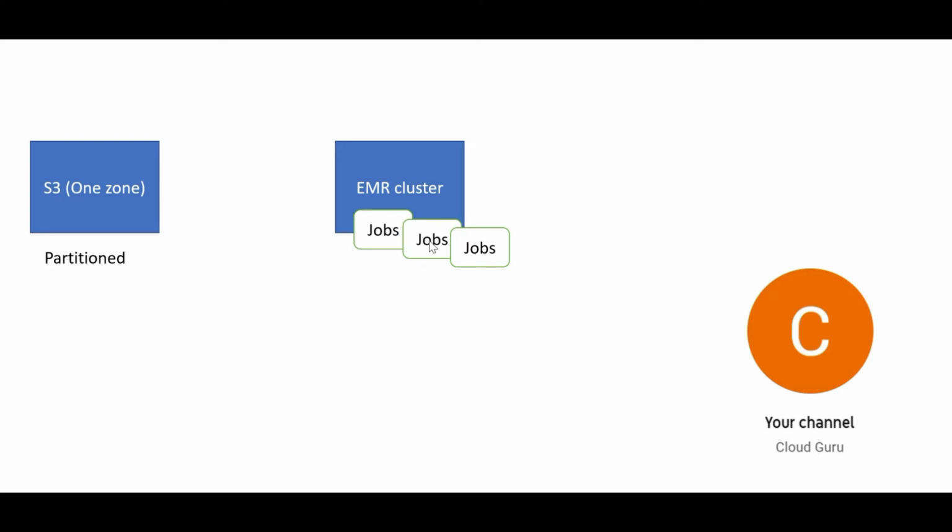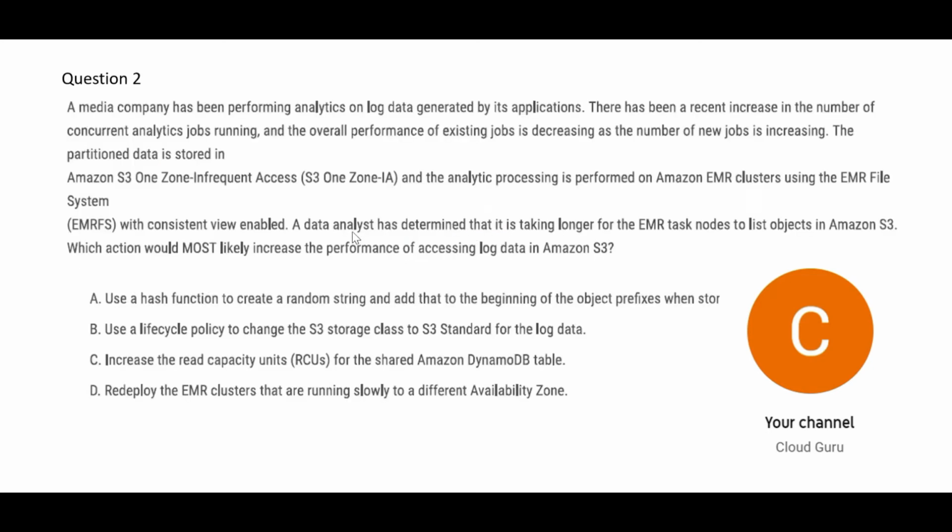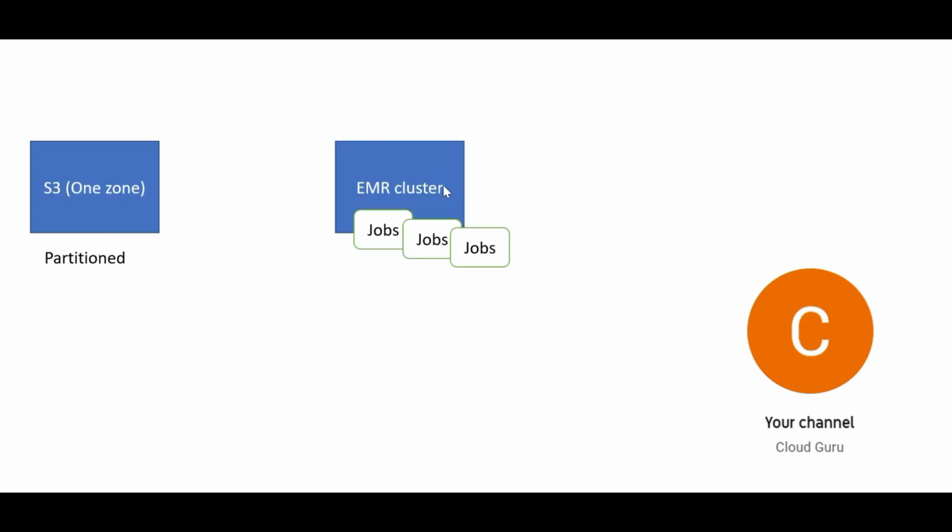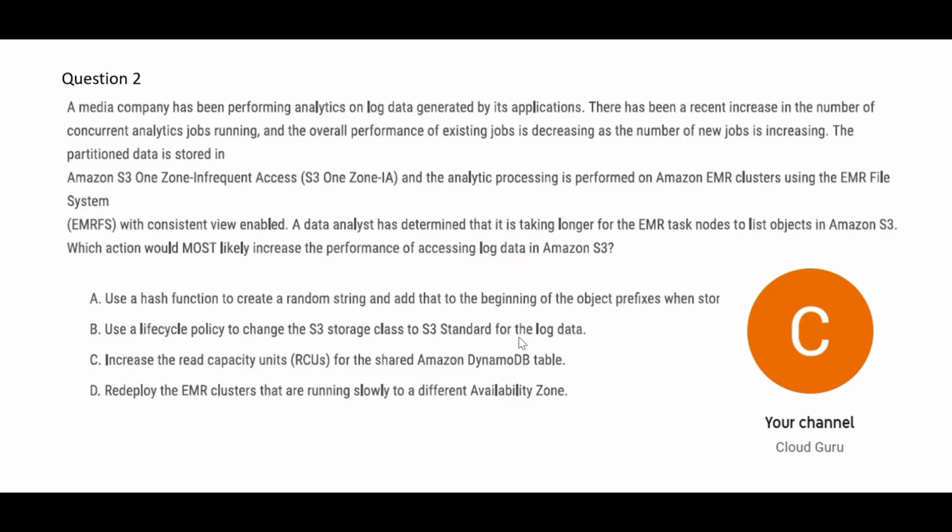Now in recent times, the number of jobs is increasing, because of which the jobs are becoming a bit slower, because too many jobs are trying to access the files on S3. They are trying to do analytics on this data on S3. Now let's look at the pain point. It says a data analyst has determined that it is taking longer for EMR task nodes to list objects. So the problem is that EMR task nodes are taking a lot of time to list the objects in S3. So what should you do out of these options? What should you do to increase the performance? That's a basic question. So let's go through the options.